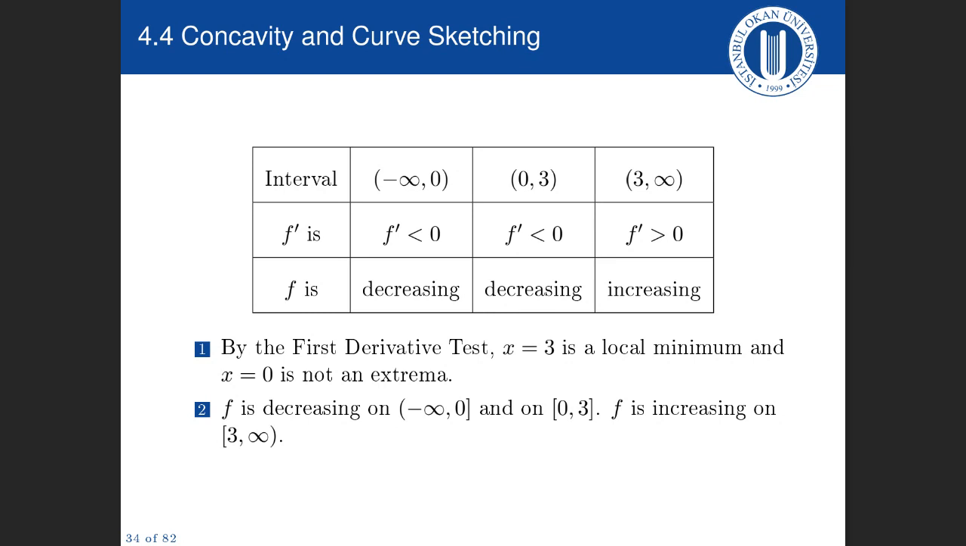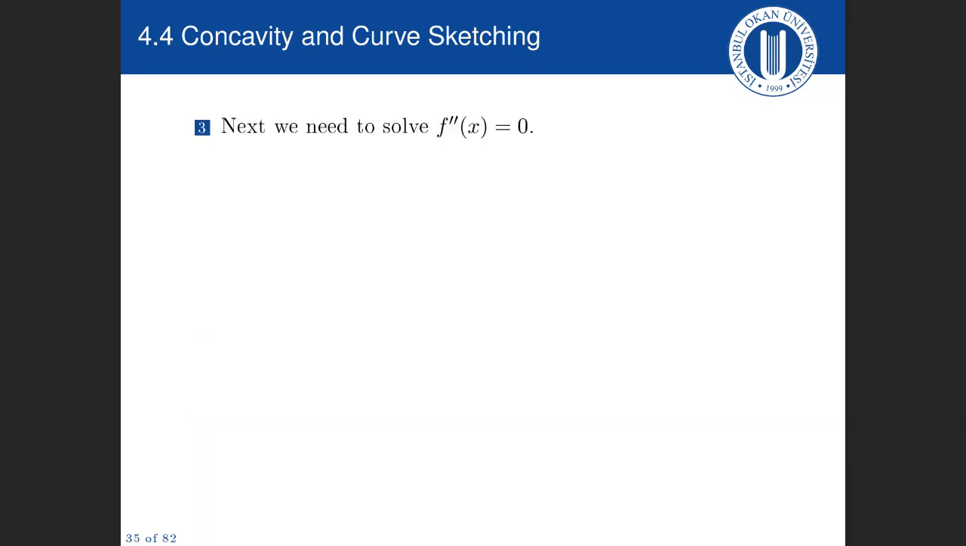For the next part of the questions, we need to find the intervals where it's concave up and concave down. So to answer the next part of the question, we need to solve f double prime equals 0. Remember, we have a polynomial. Polynomials are differentiable everywhere, so there will be no points where the second derivative does not exist. We're only looking for the points where the second derivative is equal to 0 in this example.